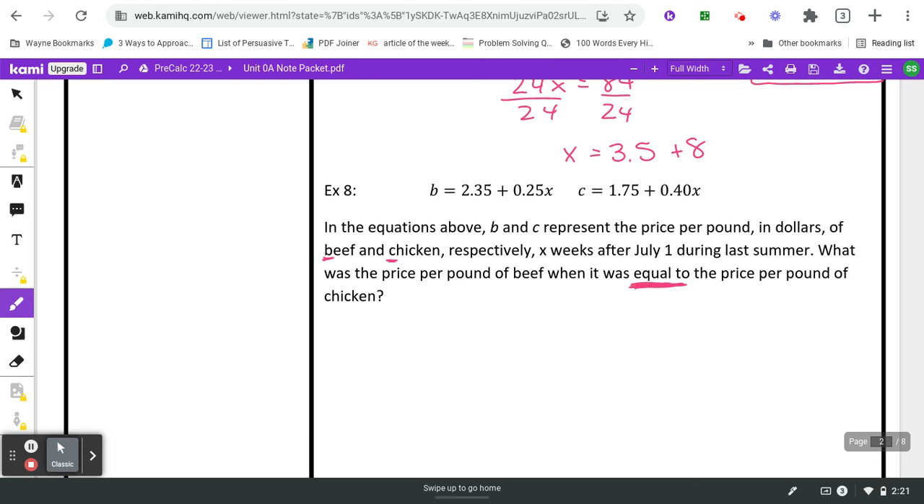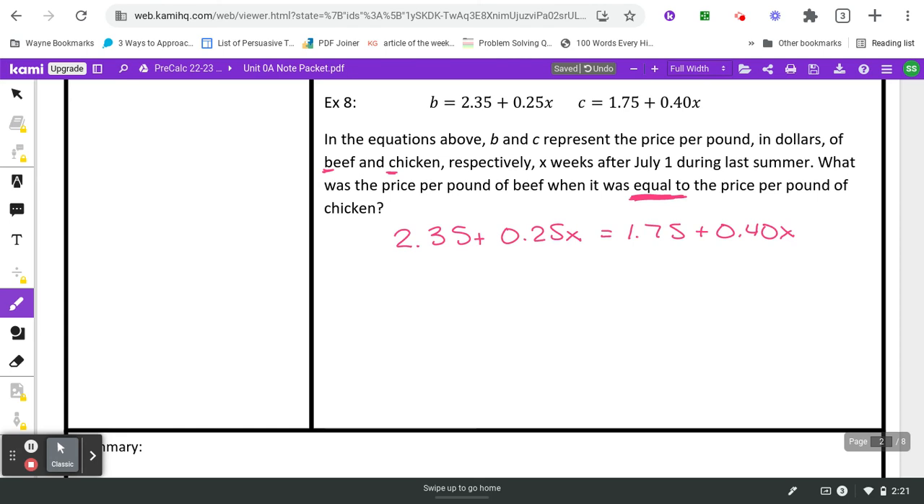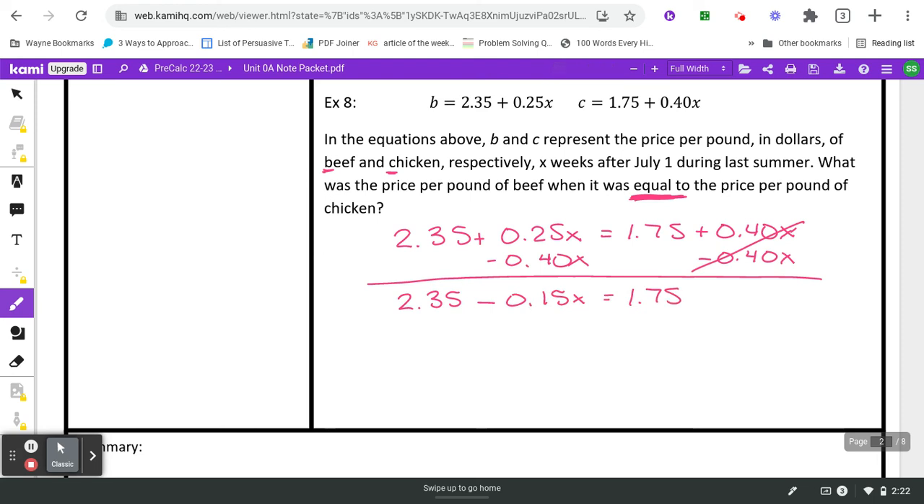So if I need these two equations to be equal to each other, if I need beef to equal chicken, I'm going to put the beef equation equal to the chicken equation. And I don't even need to include the B and the C because those are going to be equal. And from here, we're going to solve. Just be extra careful when you have decimals. I'm going to start by moving the 0.40. Then I'll move the 235 to the other side.